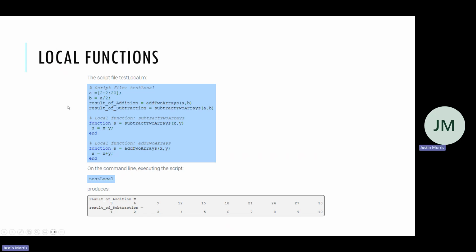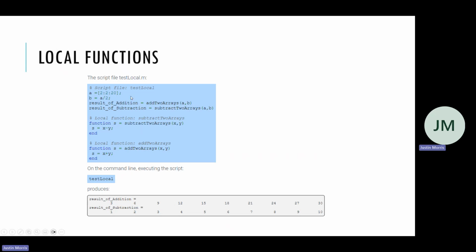Right. So the other thing that is in your reading are these local functions. So within a script file, you can create these functions that are only called within the script. So this is function, and the name is subtract two arrays. It takes two variables, and then it returns s. And this is add two arrays, and this is also returning s. And this is the function descriptor.